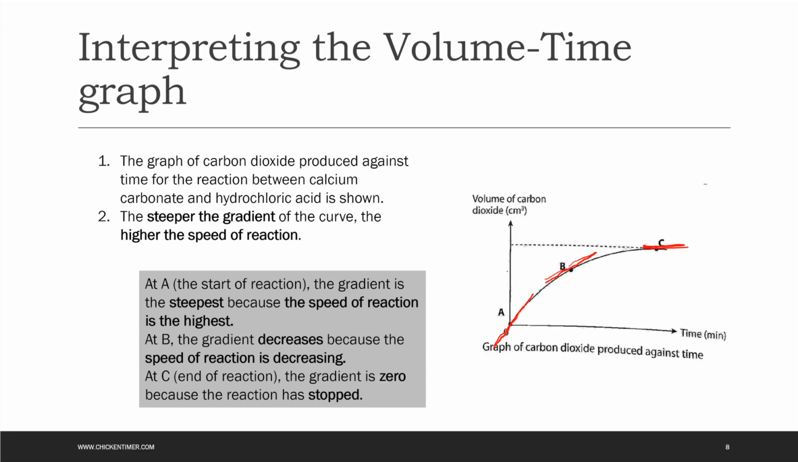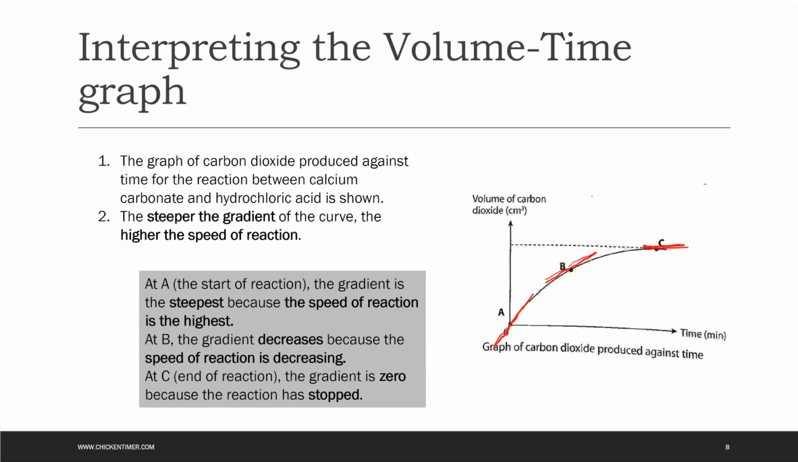So at A the reaction is very fast. A is the fastest out of these three points. Then B, you see that the gradient drops because the speed of reaction is decreasing. Then finally, at C, the tangent is horizontal, which means the gradient is 0. So the reaction stops.